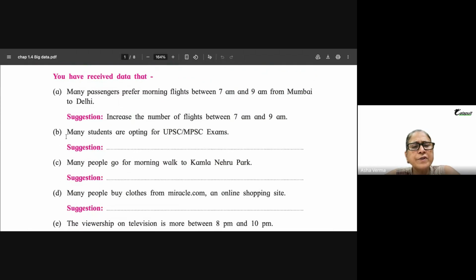Next situation is many students are opting for UPSC or MPSC exams. तो आपका क्या suggestion होगा? You're going to say we should have more study centers and coaching classes to teach these children, right? So if many children are opting for UPSC, you can start new coaching centers, more coaching centers, and provide study material, books, and classes for these children who want to go for UPSC, right?